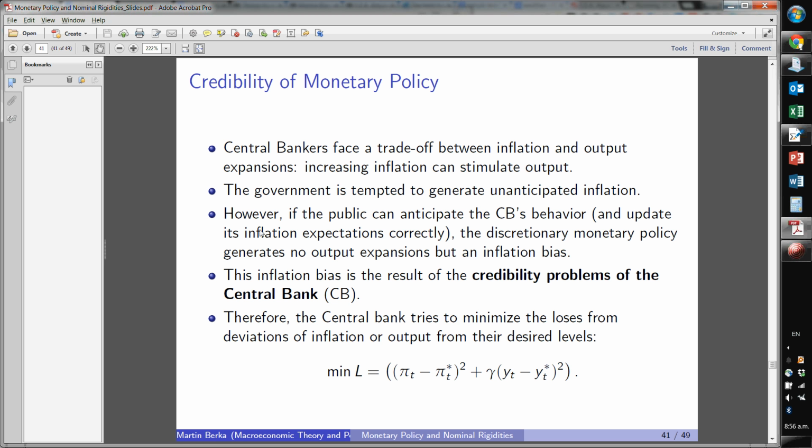So this is something that is called the inflationary bias of monetary policy if the monetary policy is discretionary. In other words, if it's completely up to the discretion of the central bank what it does, if it does not have to follow or abide by any rules. You can think about it as the loss function at the bottom of the slide, which is what the central bank is trying to minimize. It cares about two things: both inflation and output. So we don't want to be in a recession, but we don't want to have high inflation.